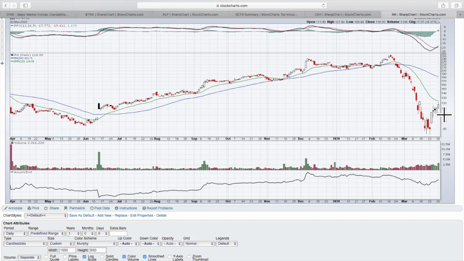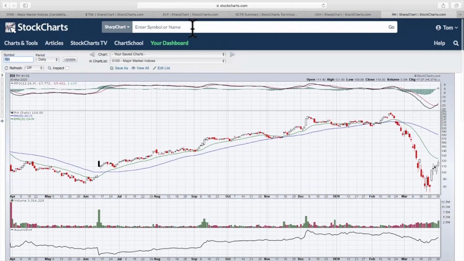As far as the others, McCormick reported this morning, 108 versus 104. Let's just take a quick look at that chart.